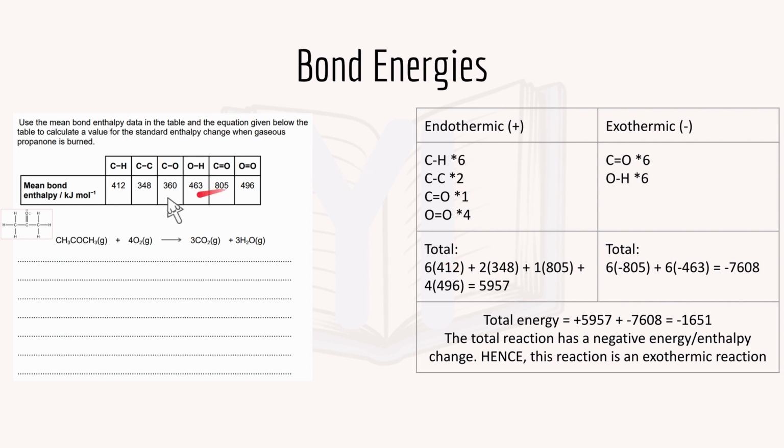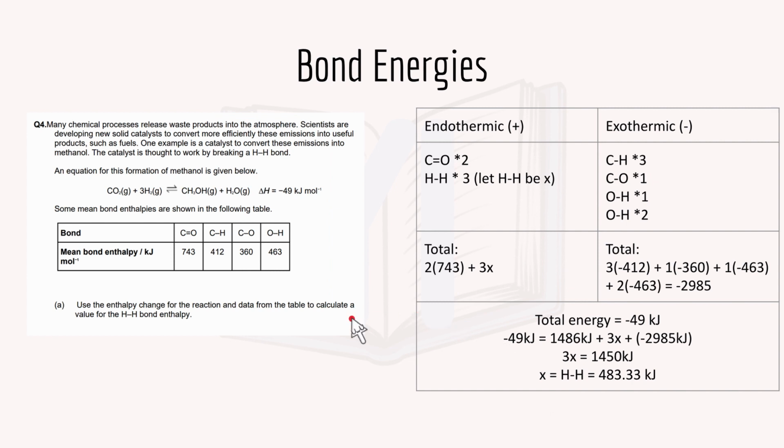So 6 times 412 because CH is 412. 2 times 348 because there's 2 C to C, 348. 1 times 804 because C=O is 804, and this. And exothermic, you can just draw out the structure, and there's 6 CO bonds and 6 OH bonds. So it's this times this, it's negative, and this times this, and it's negative. So you get this, and the total energy is 5957 plus minus 7608 to get minus 1651. So the total reaction has a negative enthalpy change. That means this reaction is an exothermic reaction. And that's the A-level question as I talked about just now, but you can have a read.